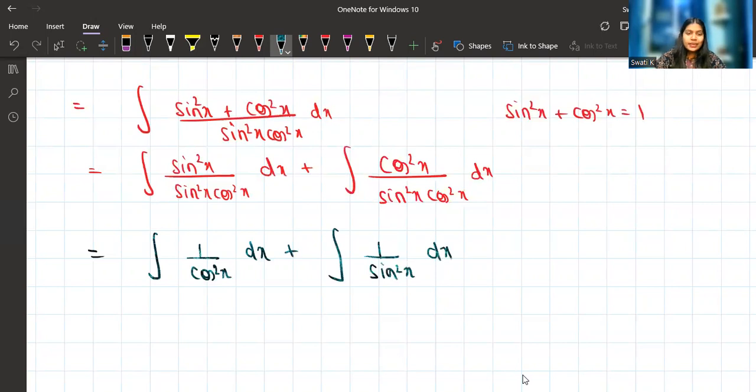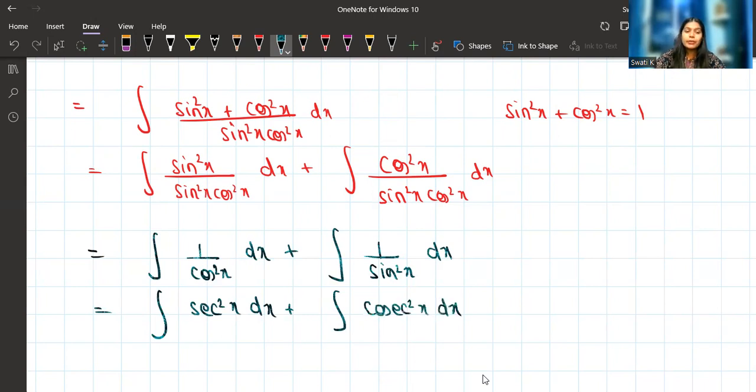Now, whatever answer you are going to get here, we have a direct formula for that. 1 upon cos square x is sec square x, so the first is integration of sec square x dx, plus, we know that 1 upon sine x is cosec x, so 1 upon sine square x will become cosec square x dx.